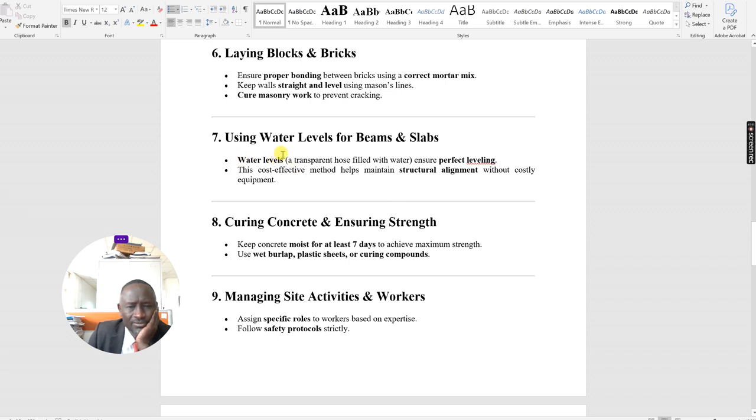Now, use of water levels for beams and slabs. The water level is a transparent hose pipe filled with water.